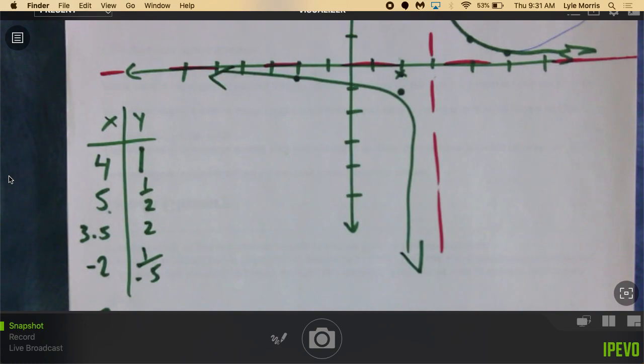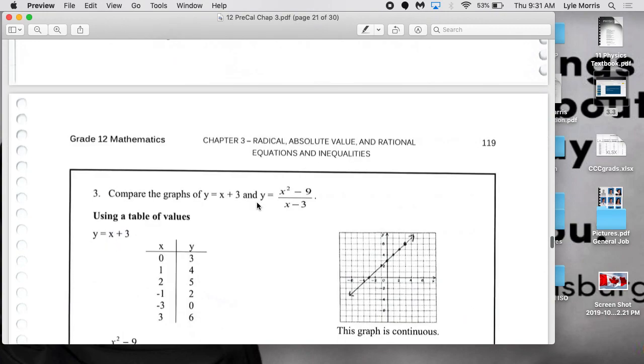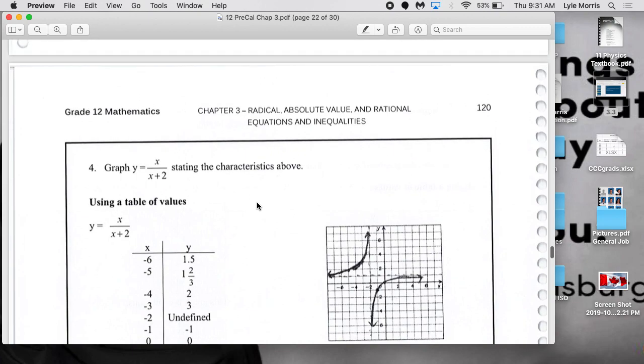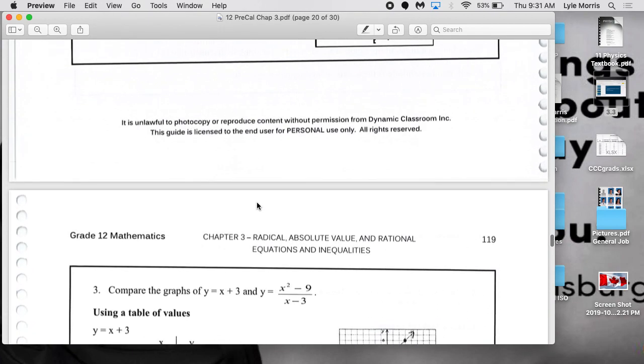We need to get to holes and points of discontinuity. Can I change the screen? Is everybody staring at this? You shouldn't be, because that was a mistake. All right. Oh, beautiful. This is what I want. Okay, there's two more examples. This is an important one, though, so we'll do this one.